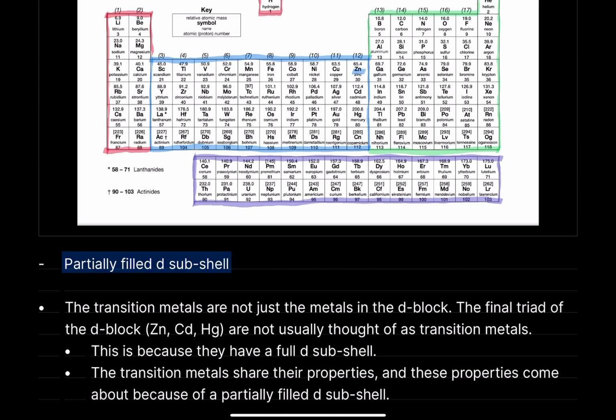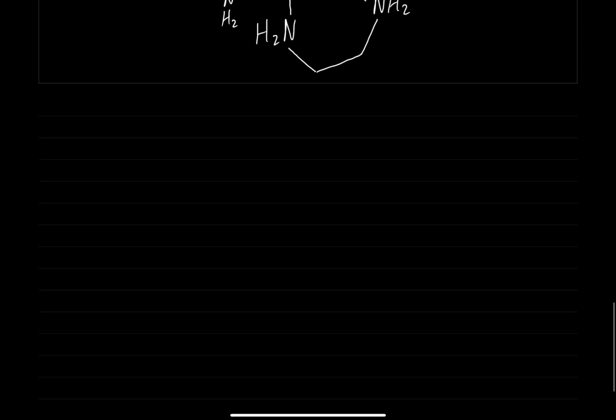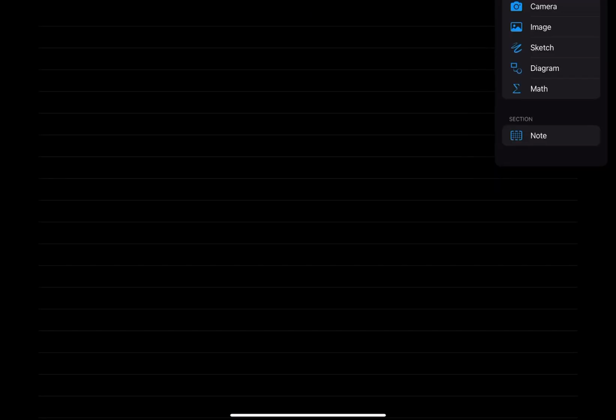Zinc, cadmium, and mercury aren't classified as transition metals. Why? It's because they have a full D subshell. They don't have a partially filled D subshell. That's the main thing, right? That's the main thing they need to know about transition metals, that they have a partially filled D subshell.